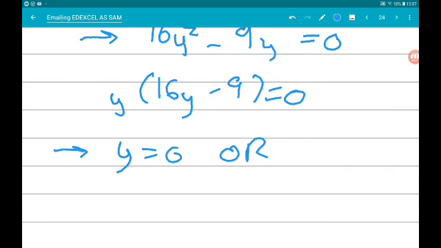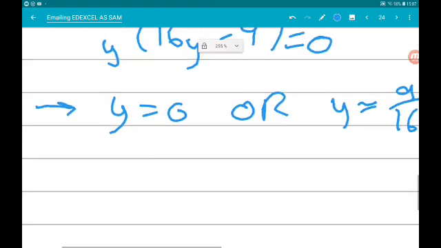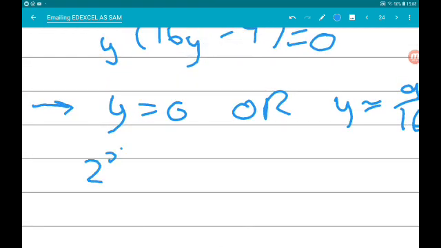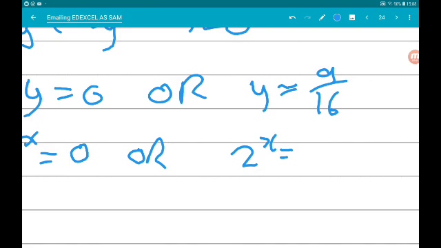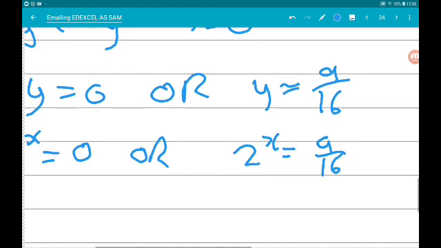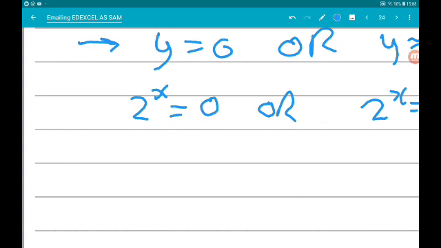So y is equal to 9/16. Now that means that 2 to the power x is equal to 0 or 2 to the x is equal to 9/16. Now, on the left, 2 to the power of x cannot equal 0. It's an exponential. So whatever value of x we substitute in, 2 to the power x equals 0 has no solutions.